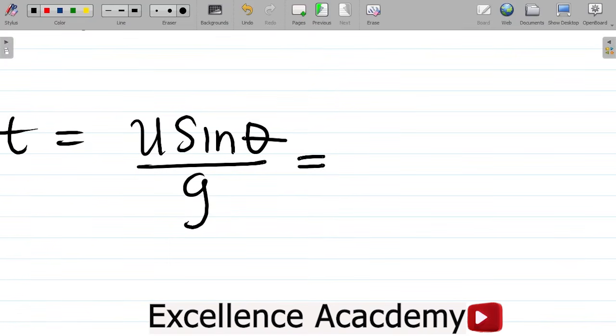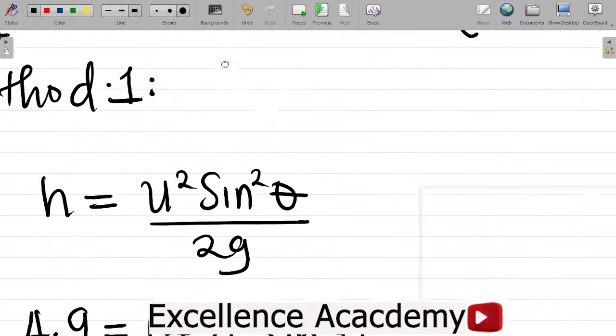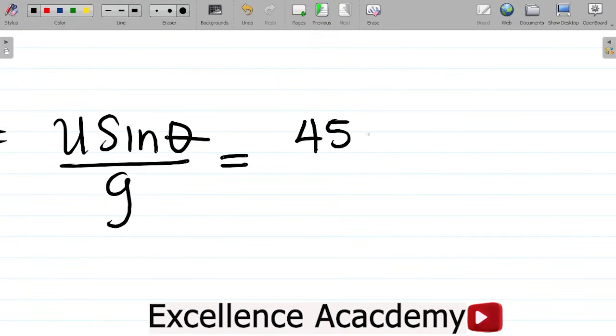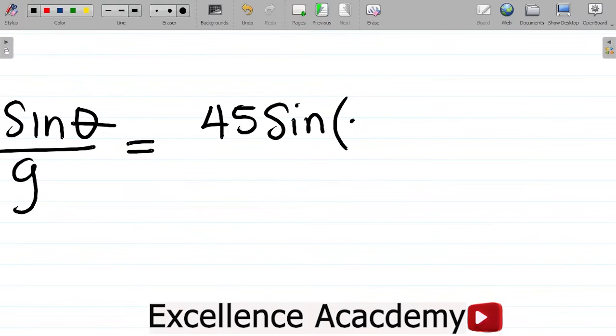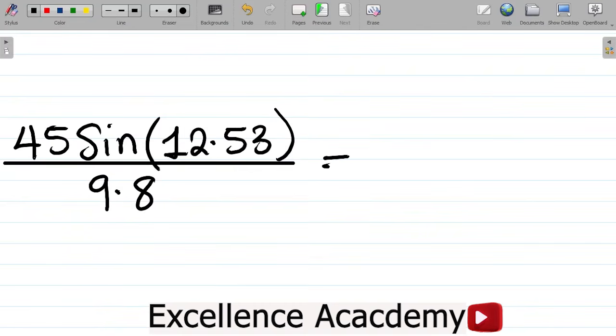Let's input the values. The initial velocity u is equal to 45. So this is equal to 45 times sine of the angle we already got, 12.53, all divided by g, which is 9.8. Let's input the values here. Let's punch 45 sine 12.53. If you do this, your value is approximately 9.8.